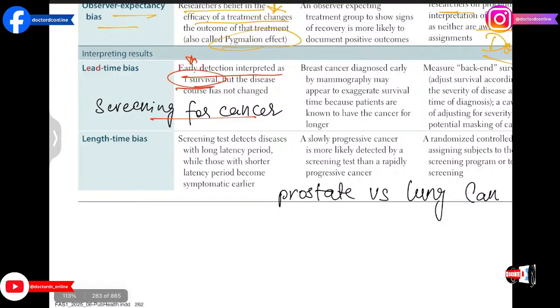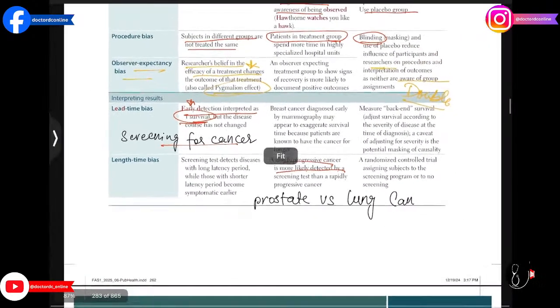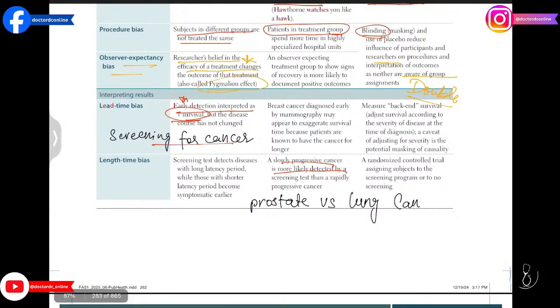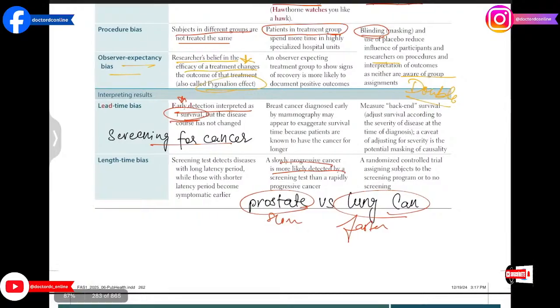Length time bias happens when slowly progressive diseases are more likely to be detected, leading to overestimation of survival. For example, prostate cancer versus lung cancer. Prostate cancer progresses slowly, lung cancer doesn't. So early detection appears to help more with prostate cancer.